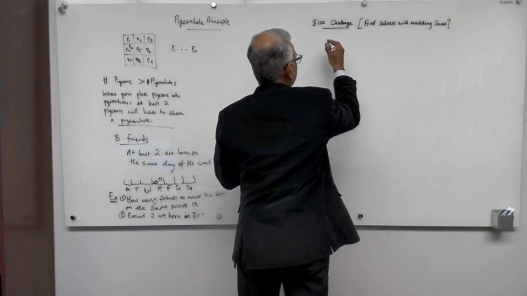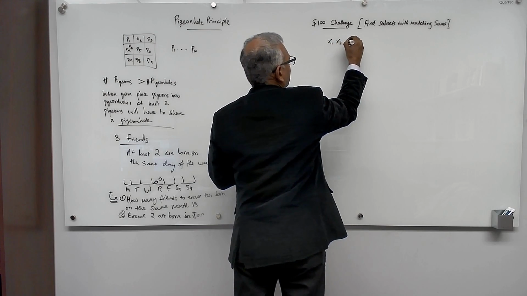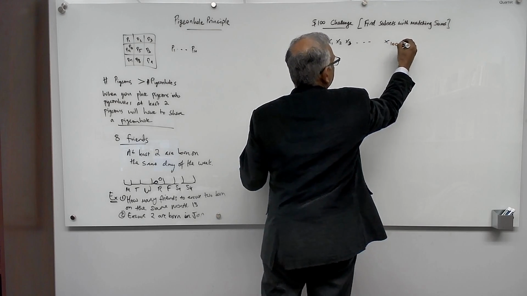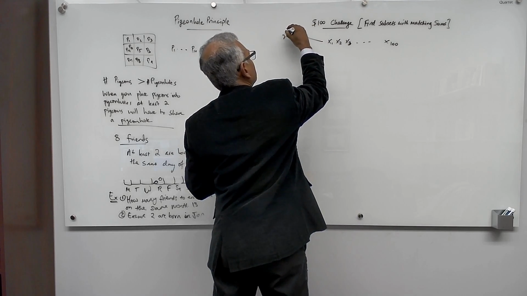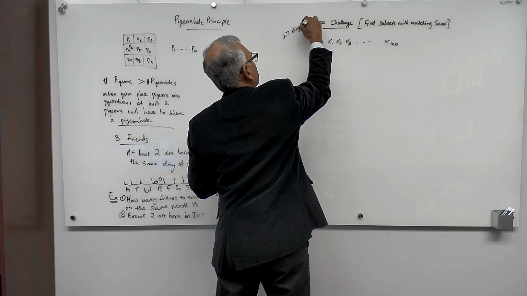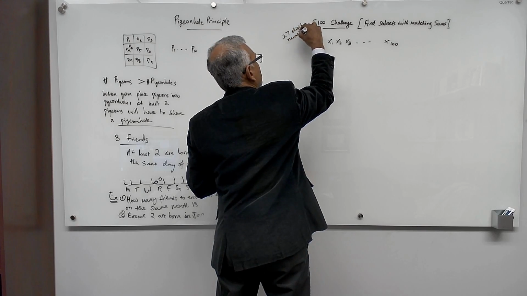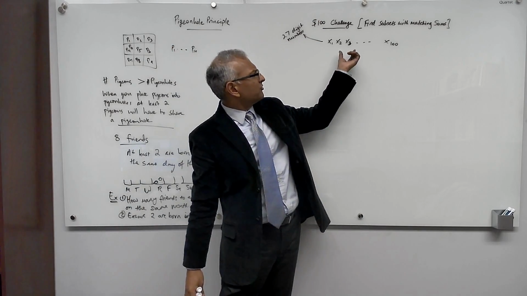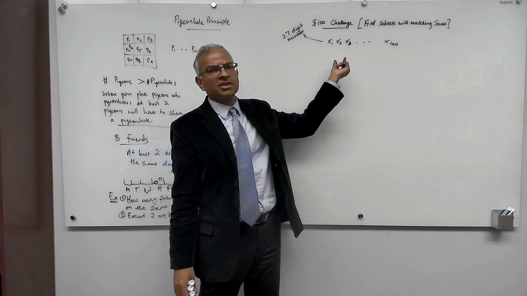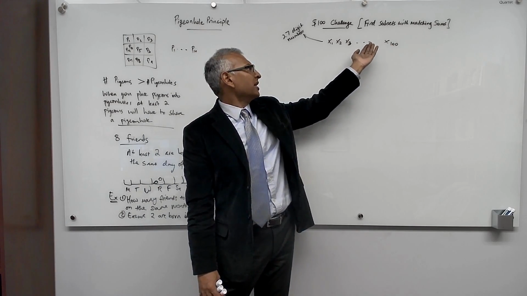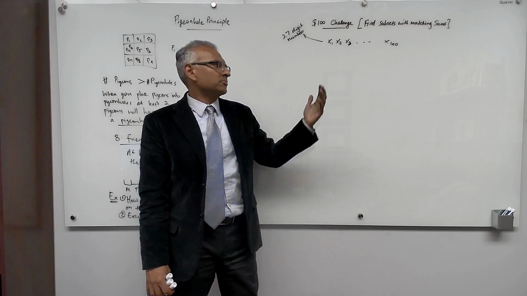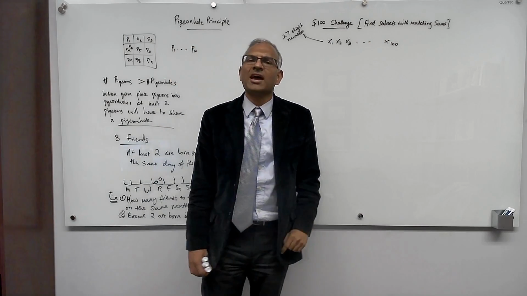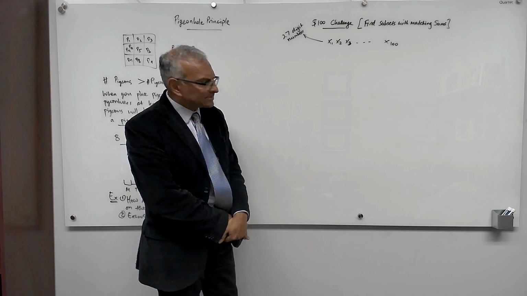Let me remind you what the problem was. There are 100 numbers, x1, x2, x3, up to x100, and each of these is a 27-digit number. So they're very big numbers. The goal is to find two subsets, for example, x1 and x2, and another subset could be x11 and x100, or they could be different size subsets. So find me two subsets which have matching sums.